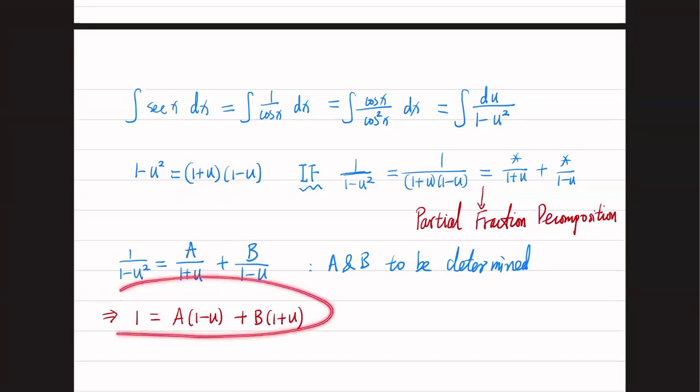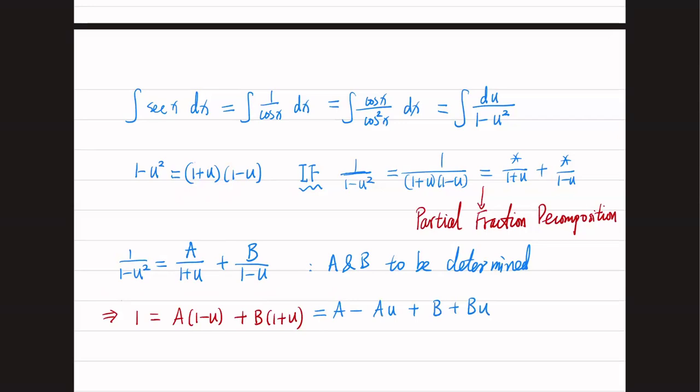So this is true for all u. There are different ways to solve this equation for A and B. The first way is we can rewrite this polynomial. The constant will be A minus Au, B plus Bu. So this will be (A plus B) plus (negative A plus B)u.